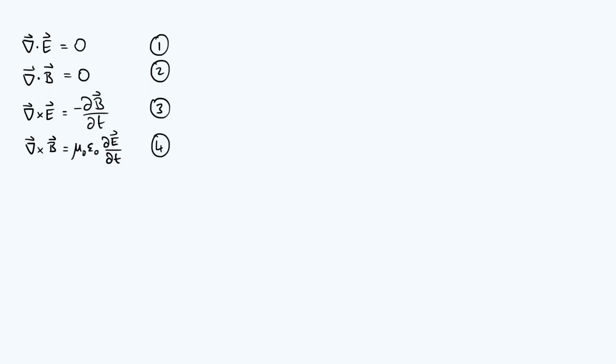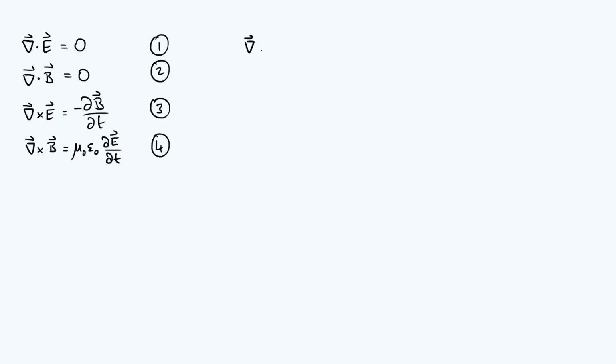The right-hand side will then involve curl B. We can then substitute curl B from equation 4 into equation 3 and thus eliminate B. You could do it the other way around if you wanted. You could take the curl of equation 4 first and then substitute curl E from 3 into 4, but it doesn't really matter. So let's have a look at how the details of that process work out.